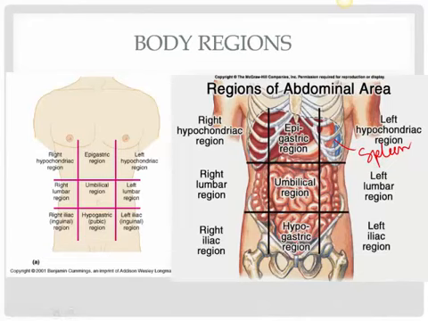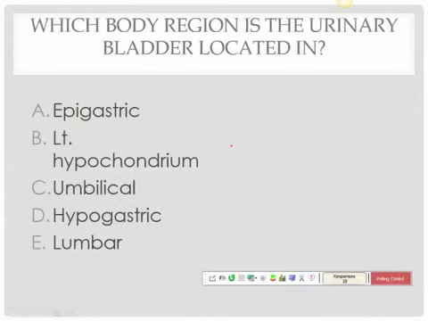So having looked at this picture and having had an idea where some of these important organs are present, let's answer this question. Which body region do you think the urinary bladder is located in?